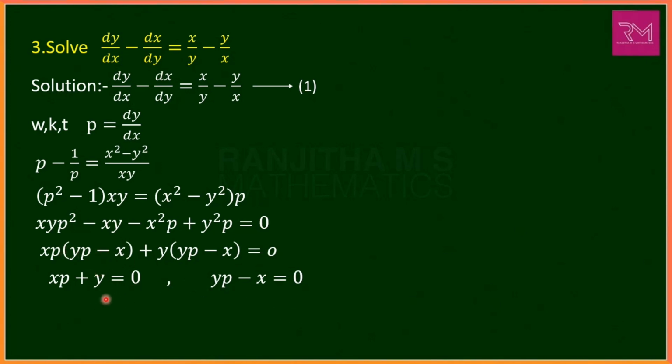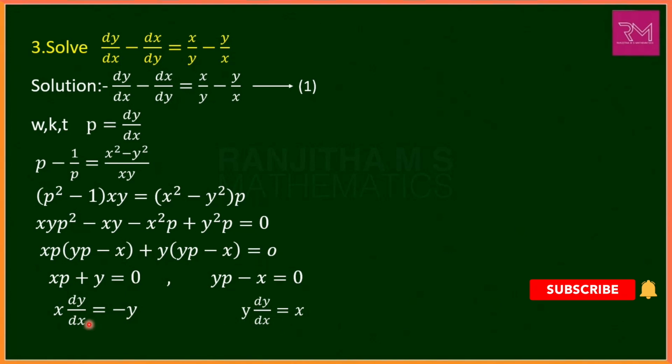Next step, take this y to the right hand side and substitute p as dy by dx, we get x into dy by dx, which is equal to minus y. Similarly for this, if we take this minus x to the right hand side and substitute p as dy by dx, we get y into dy by dx, which is equal to x.